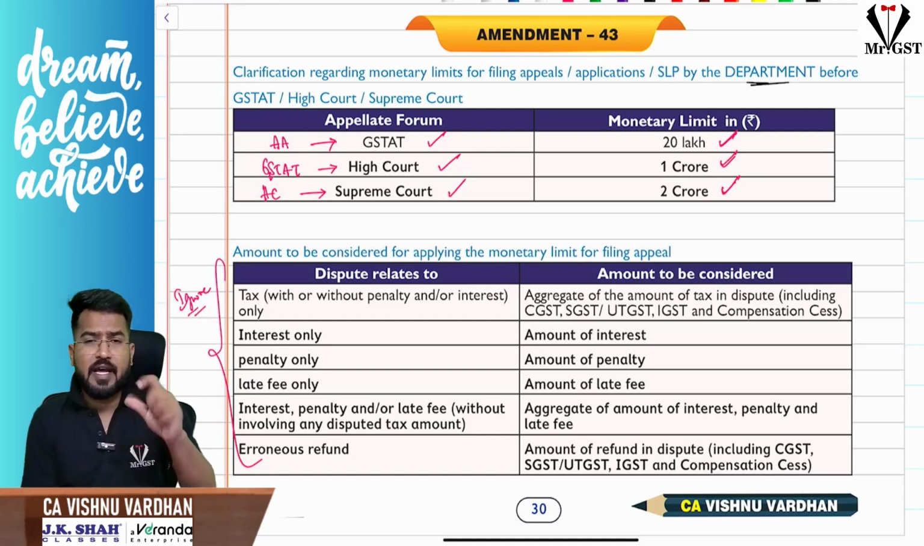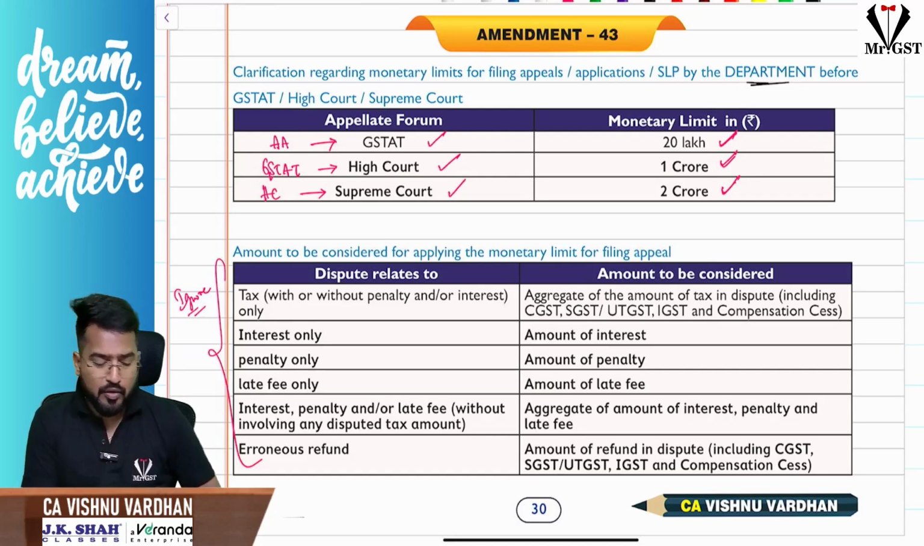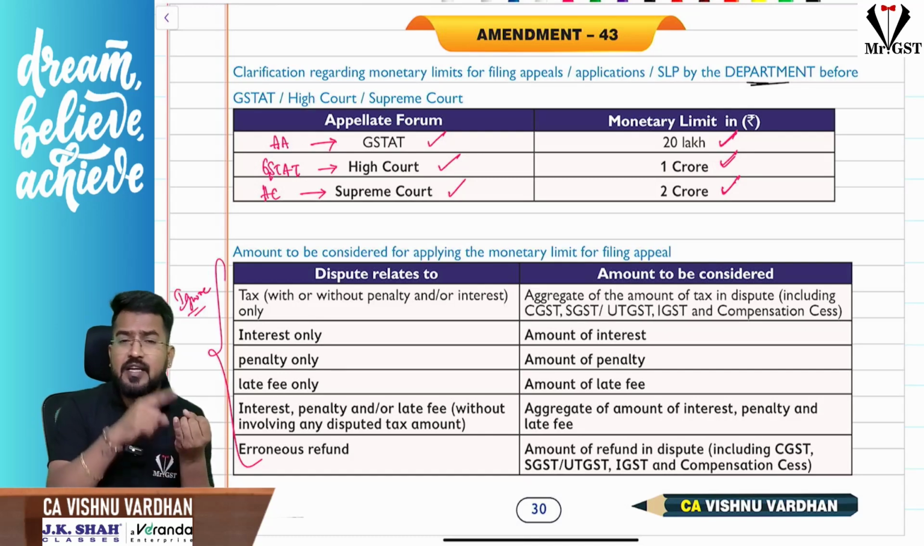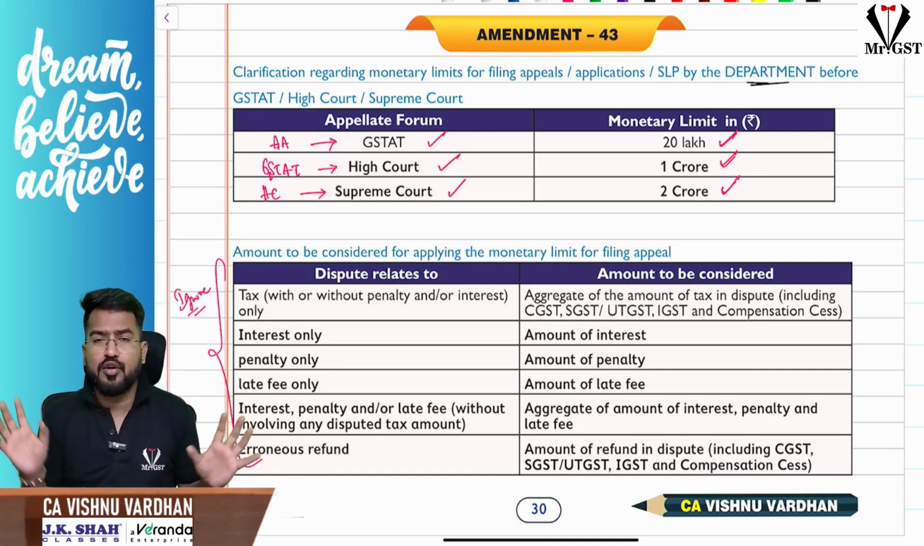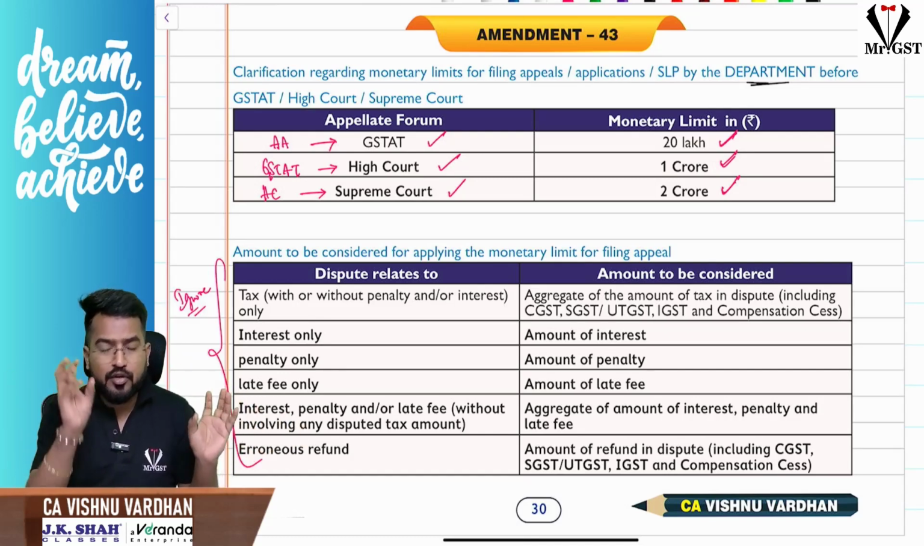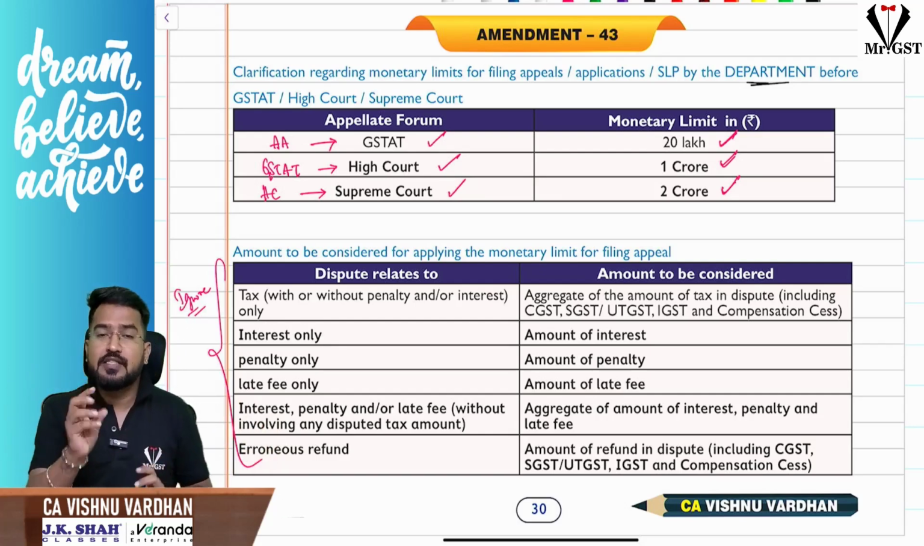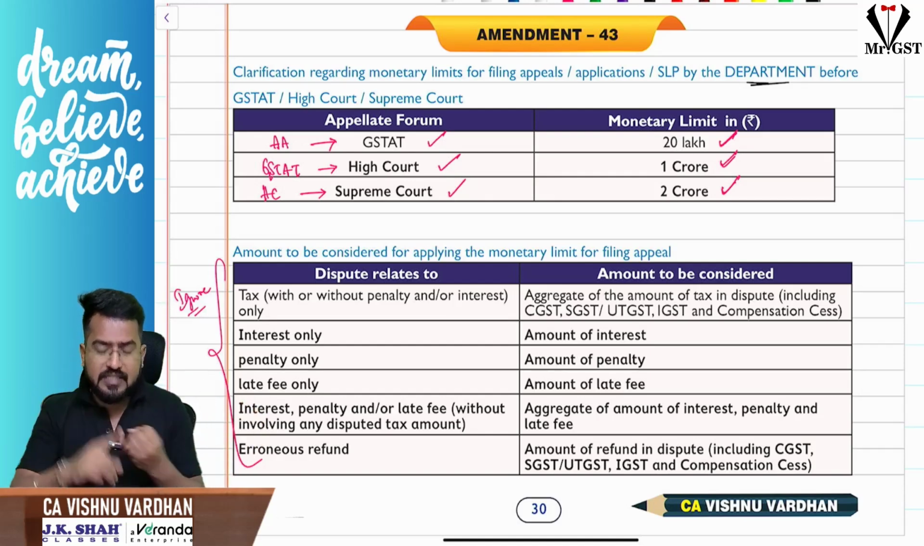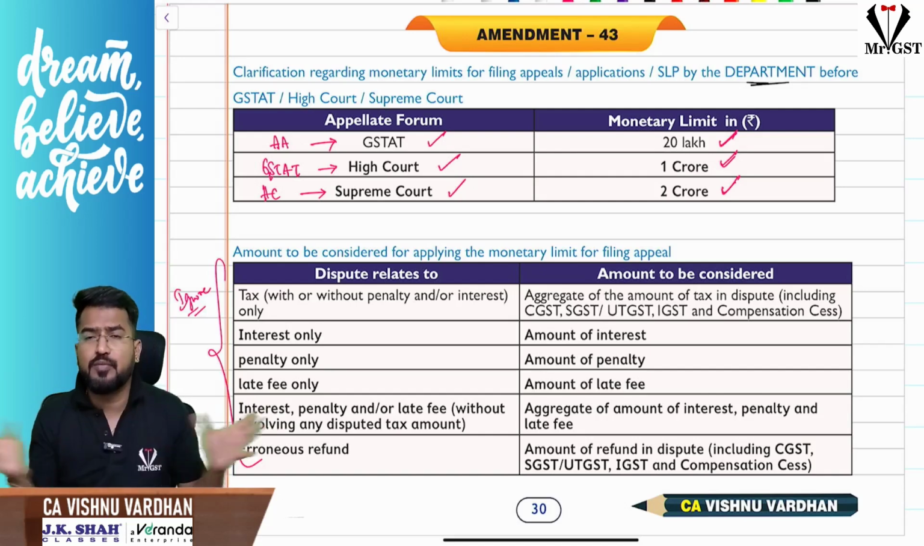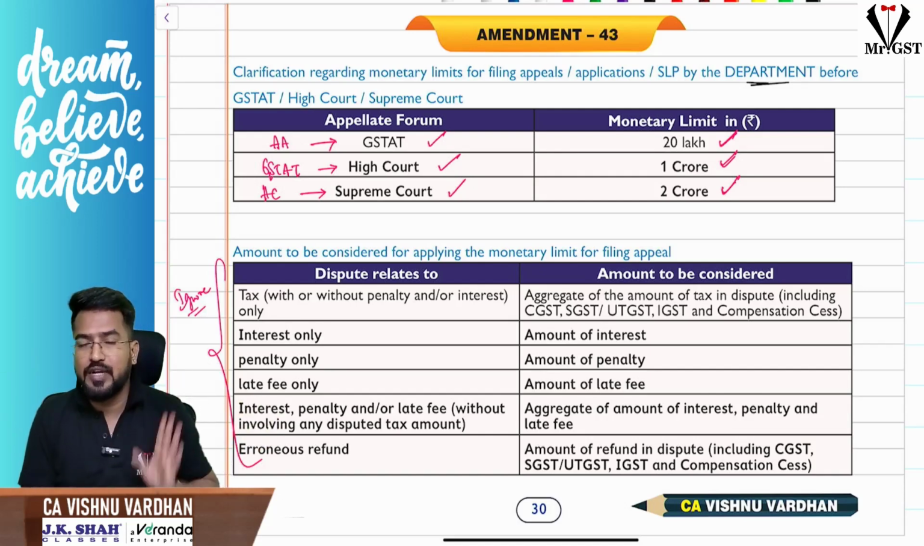Now, when we are calculating the monetary limit, if in case of a demand there is tax, interest and penalty all involved, sir, if they are talking about the tax portion and along with it interest is there, we will consider only the tax amount. We will consider only the aggregate amount of tax in dispute, that is CGST, SGST, UTGST, IGST, compensation cess all put together, excluding interest and penalty.